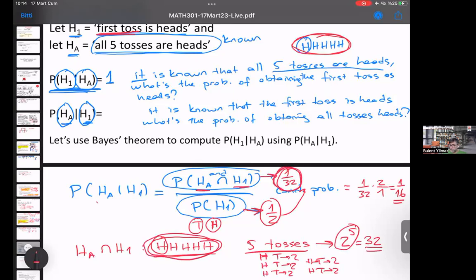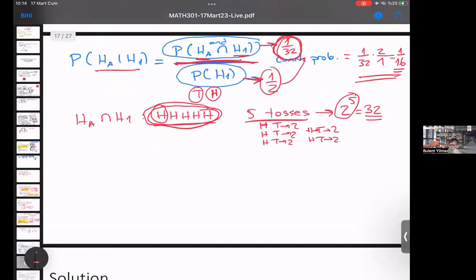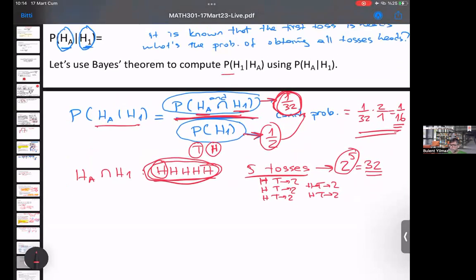And the conditional probability is going to be equal to 1 over 32 divided by 1 over 2. It's going to be 1 over 16. Is that clear, my friends? HA given H1. Now I want you to tell me how I can go from H1, HA and obtain the Bayes' formulation.